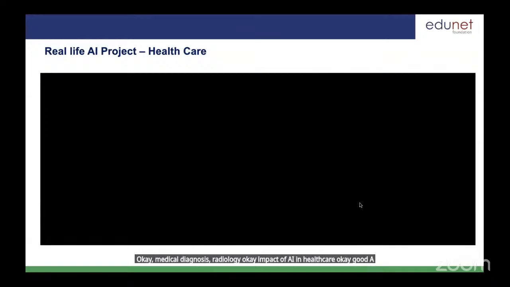Apart from that, impact of AI, growth of healthcare, importance of AI, small things to do, okay.